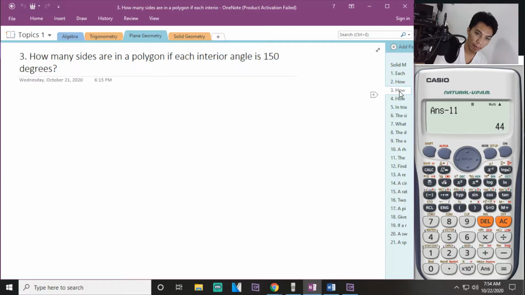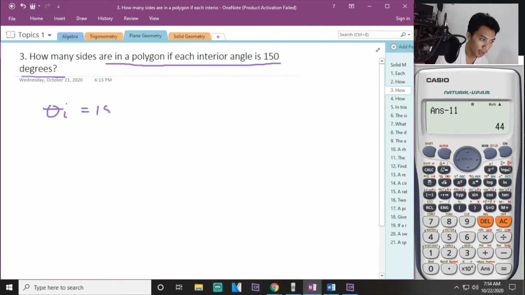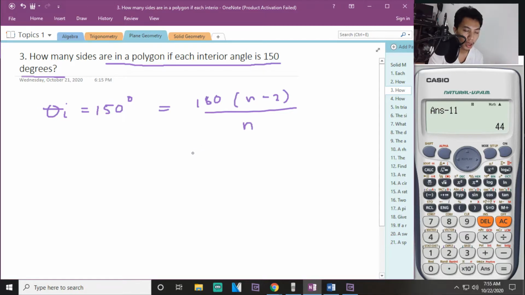Number 3. How many sides are there in a polygon if each interior angle is 150 degrees? So, binigay sa interior angle, 150. You'll know the side. Ngayon, ano ba yung formula nila? Sir, ganito yung formula nila. 180 times n minus 2 over n. Ganito yan, sir, para madali matandaan.